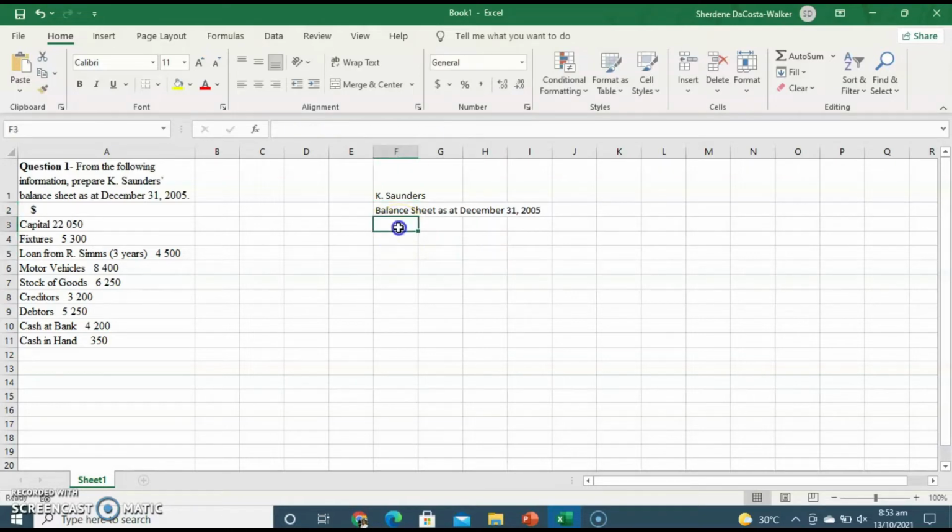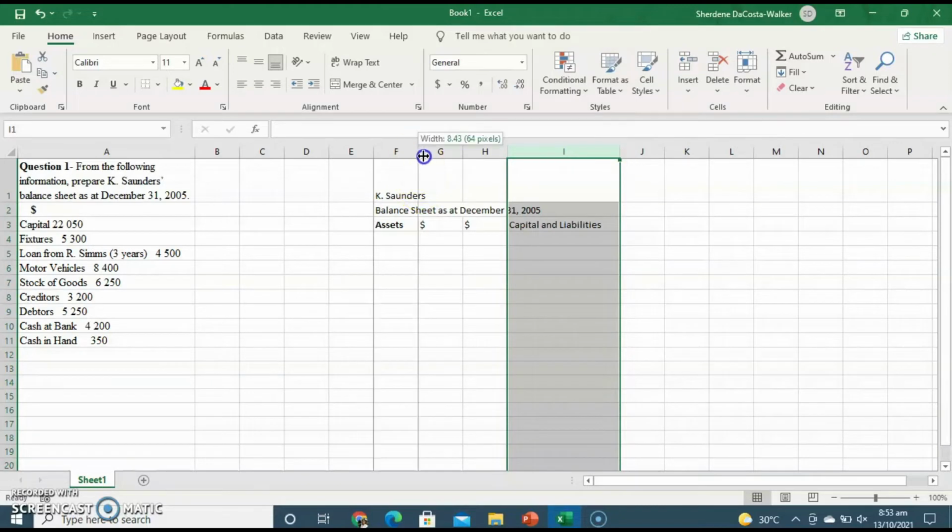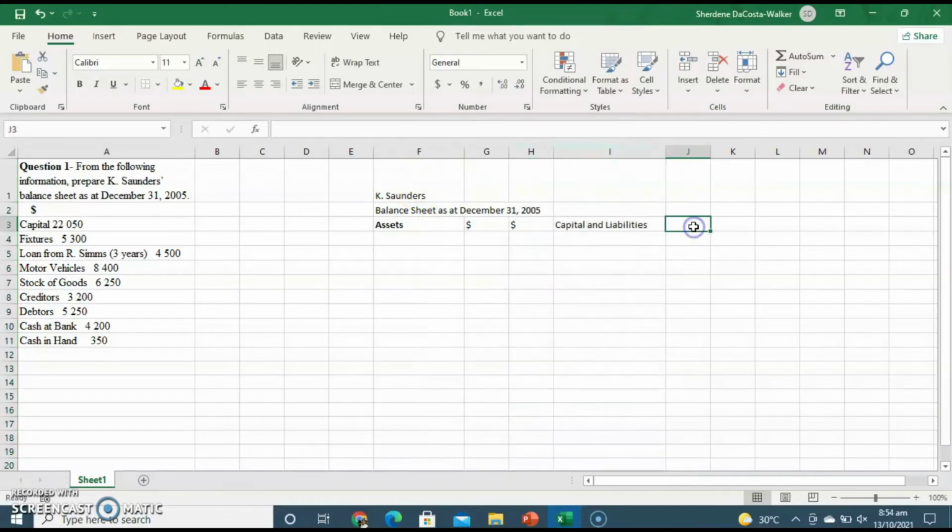All right, now I need 6 columns, 1 column for the heading asset, 2 other columns for the figures, and then I have capital and liabilities. Let's extend this column, and then I have my $ sign. All right, let's make this bold as well.